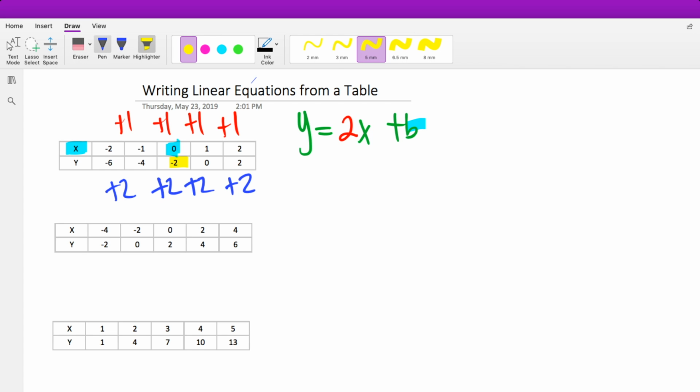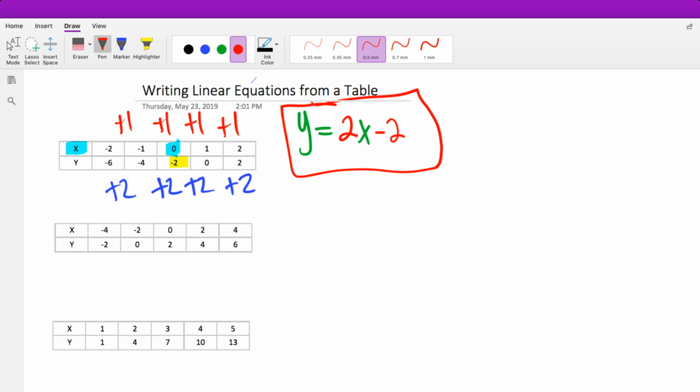And knowing that b gives us the y-intercept, we can just delete this b over here and put a -2 instead. And that's all we have to do. Now let's move on to the next example.